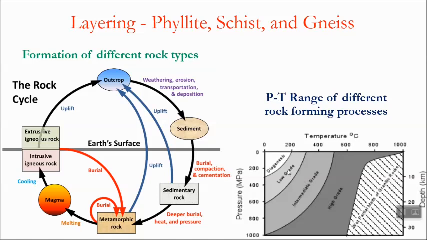So in this gradual transformation from low grade to intermediate grade and intermediate to high grade, we will see that the rock will be converted to phyllite, then schist, then gneiss. So this layering will be formed due to gradual increase in pressure and temperature as the grade of metamorphism increases.